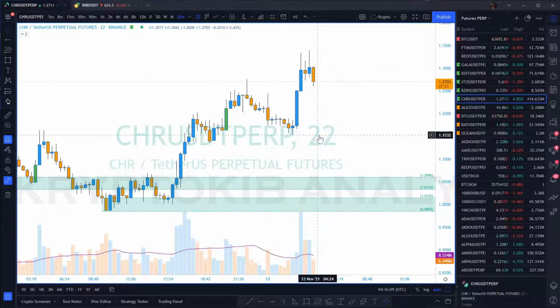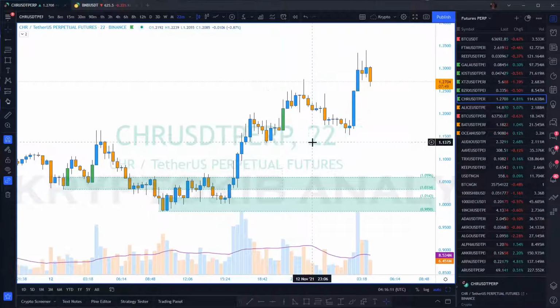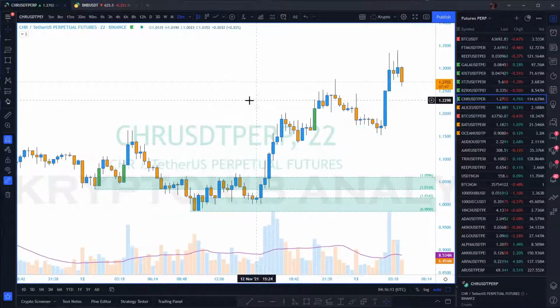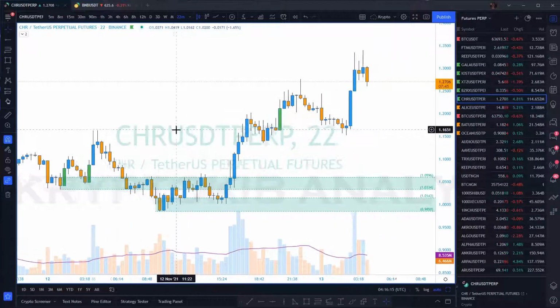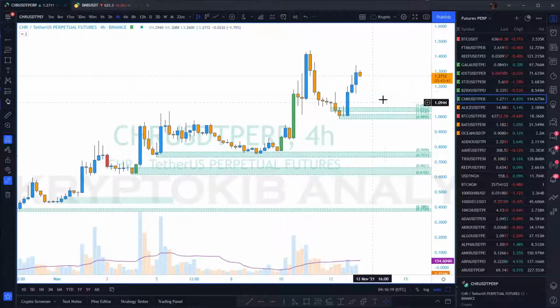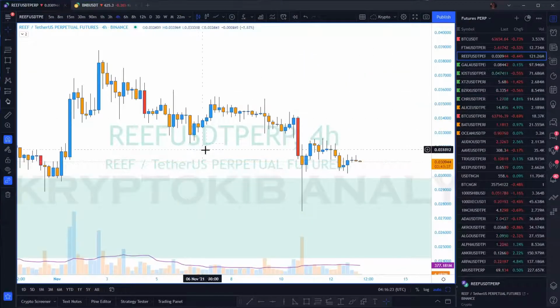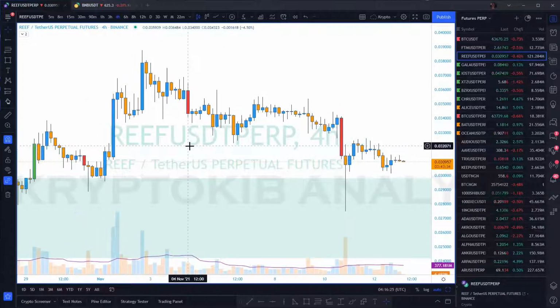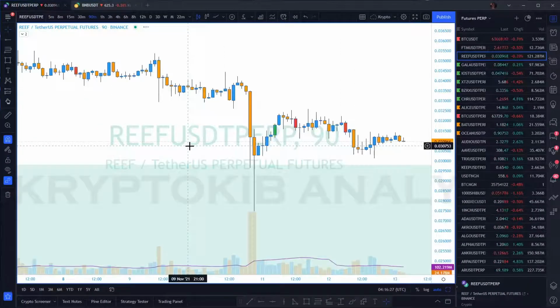So with this now, that is the way you can validate tops and bottoms. And the way you validate tops and bottoms is the same way you validate swings. There is one same thing, I think, with it on Reef.